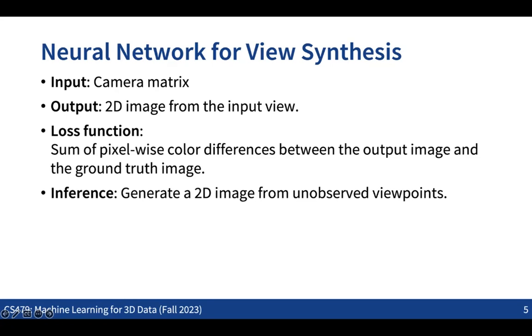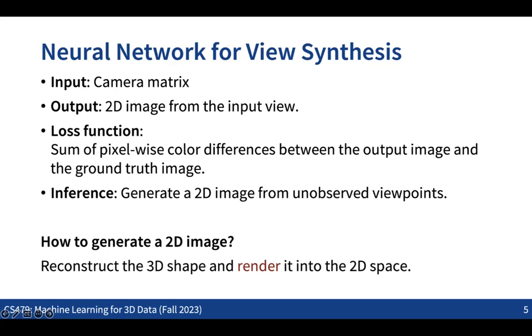Here the question is how we are going to generate the 2D images. Instead of making some random black box pipeline that just takes the camera matrix and generates 2D images, we are going to leverage the classical graphics pipeline: reconstructing the 3D shape in some way, and then rendering this 3D output onto the 2D plane to get the 2D images. This leverages a physical concept, where we have the 3D shape in space and project it onto the 2D plane to get the images.